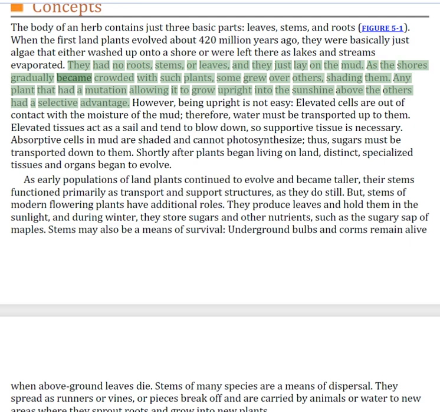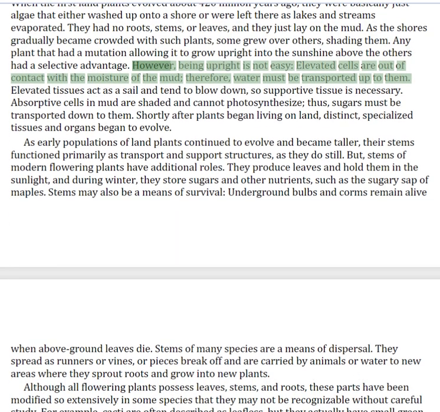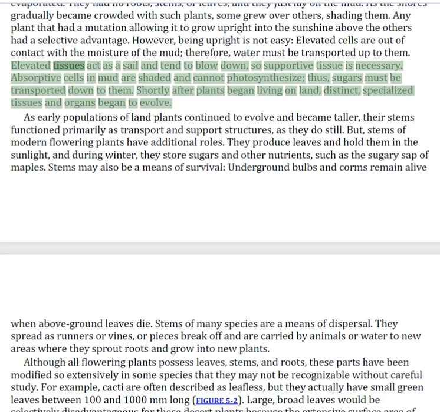As the shores gradually became crowded with such plants, some grew over others, shading them. Any plant that had a mutation allowing it to grow upright into the sunshine above the others had a selective advantage. However, being upright is not easy. Elevated cells are out of contact with the moisture of the mud, therefore, water must be transported up to them. Elevated tissues act as a sail and tend to blow down, so supportive tissue is necessary. Absorptive cells in mud are shaded and cannot photosynthesize, thus, sugars must be transported down to them.